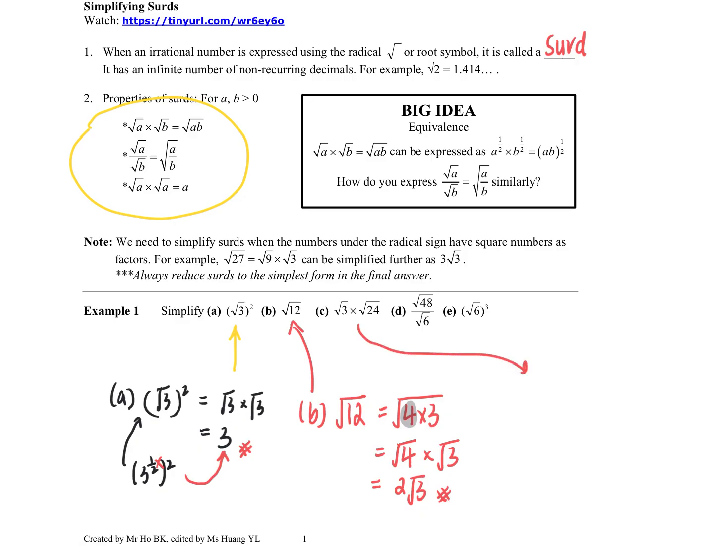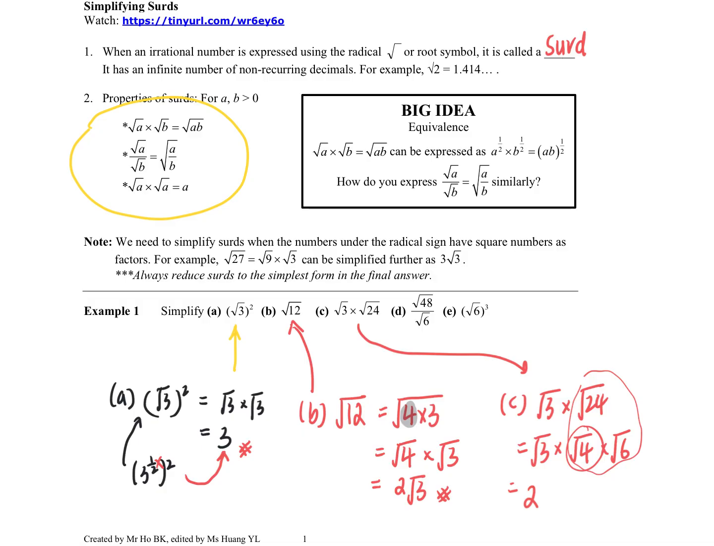Okay, this one. I want to split this up. So you look carefully, root 3 times root 24. Is there a way I can split 24 up? 3 and 8. Can I bring in a perfect square? 4 and what? 4 and 6. Okay, so I'm going to split this into 4 and 6 first. So this is 2. I'm done with that.